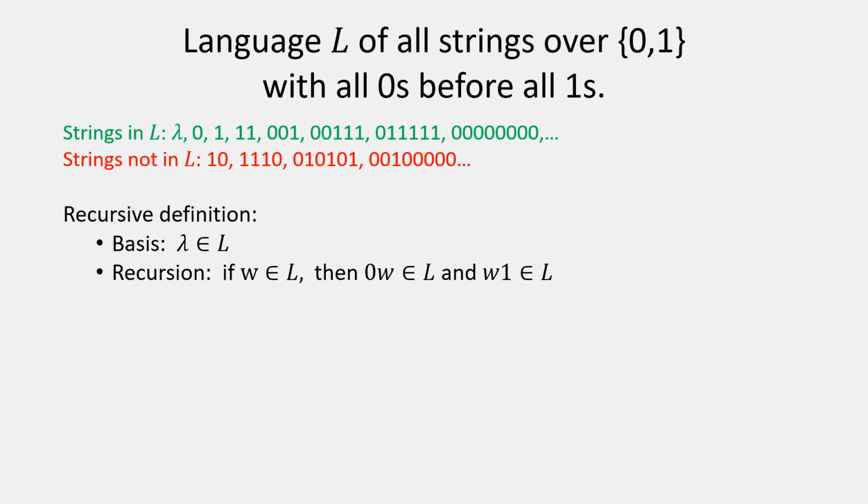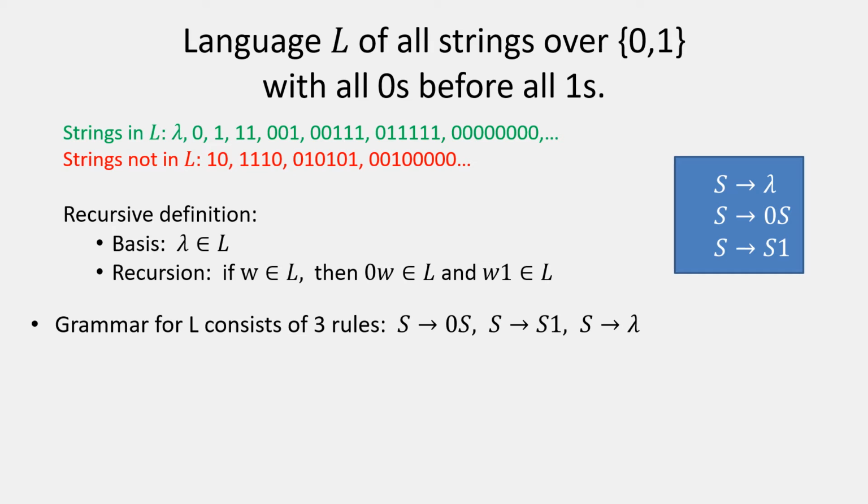If you put a 0 in the front, the 0 is before all the ones. So you can see that this rule lets you produce only strings where zeros come before ones. It also lets you produce a string of all zeros: you start with the empty string and keep adding zeros in front, or a string of all ones. So now let's try to do it with a grammar.